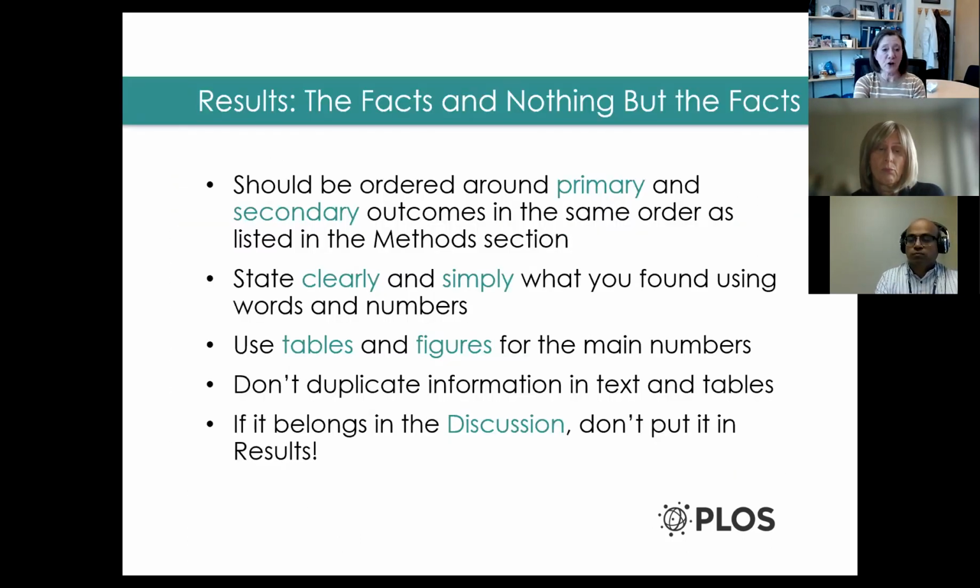Okay, so now let's talk about the results. In the results, it should be the facts and nothing but the facts. So it should be ordered around primary and secondary outcomes in the same order as listed in the methods section. It should state clearly and simply what you found. And there shouldn't be conclusions. You should just be reporting what the data are and save the conclusions or interpretations for the discussion section.